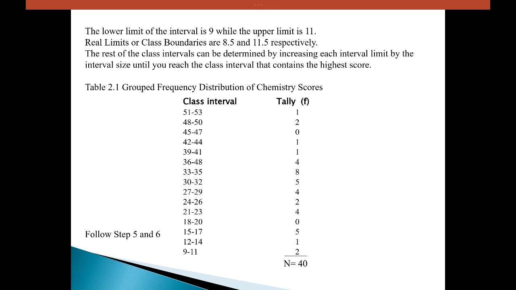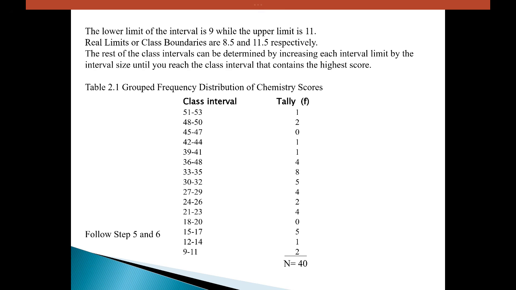Are we finished? No, not yet. We need to have the frequency column, or your tally. You need to count observations. How many scores in those chemistry scores of the students fall within 9 to 11? So 2. So you put 2. How many are within 12 to 14? 1, you put 1. How many are within 15 to 17? You put 5. And then so on. How many got scores of 51 to 53? It's just 1. So you put 1 there.